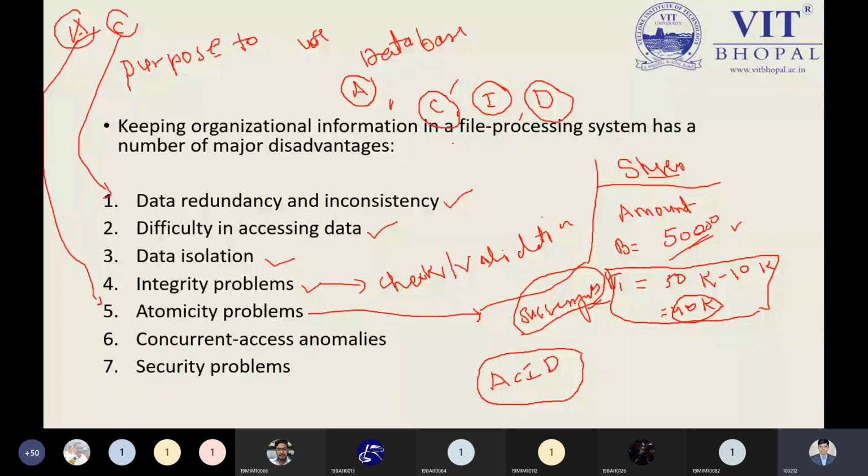I stands for integrity, and you can see this part we have already discussed over here. Now D, durability. Durability says that while maintaining any information, the information must be durable. That part comes under concurrent access anomalies and security problems. Why? Because your information must be secure from other people. Can you access other people's information from your Gmail account? No. While logging into your Gmail account, you can access your own information only. You are not allowed to access other information. Why? Because we are providing security.